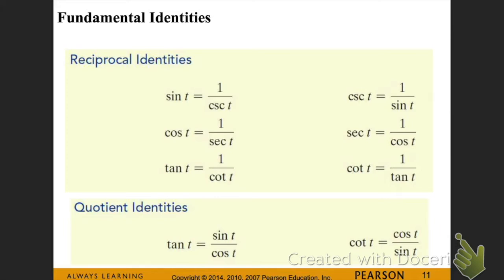Here are some fundamental identities, which we've kind of been using already in Chapter 4, since I expected you to remember that from geometry. So some reciprocal identities: sine is just equal to 1 divided by cosecant, cosine is 1 divided by secant, tangent's 1 over cotangent, and vice versa. We also have quotient identities: tangent of t is equal to sine of t divided by cosine of t, and the reciprocal for cotangent.